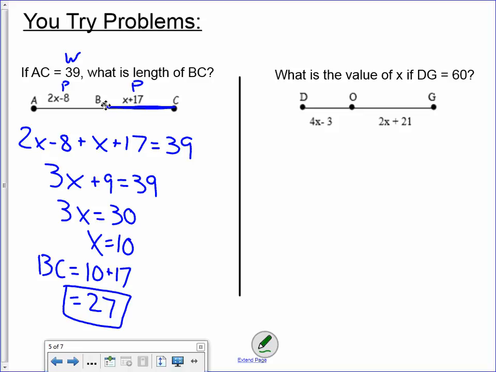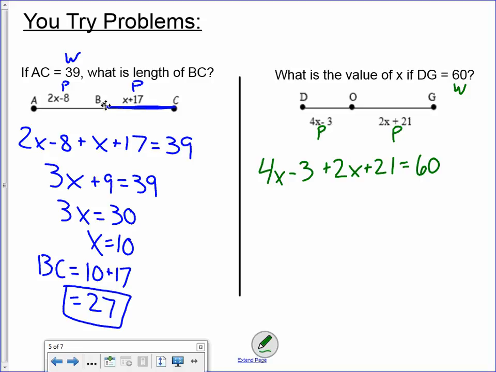With the second question here, it says what is the value of x if DG, which is the entire segment, is 60? So let's label. 4x minus 3 is a piece. 2x plus 21 is a piece, and 60 is the whole thing. So your equation should have been 4x minus 3 plus 2x plus 21 equals 60.